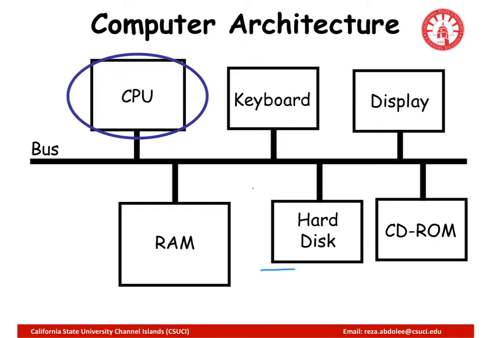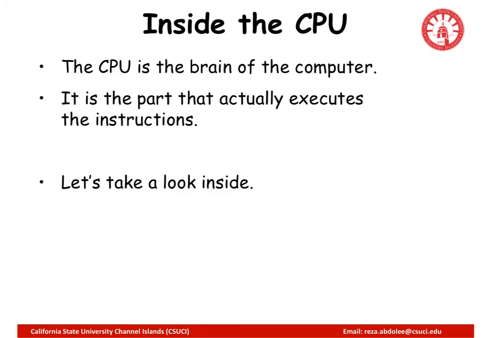We talked about RAM, and now at this point, let's take a closer look at the CPU. The CPU is the brain of the computer system. It is the part that actually executes the instructions. Let's take a look inside.